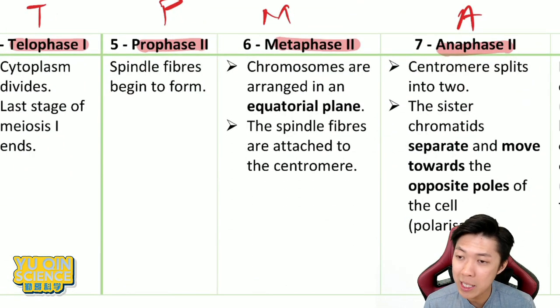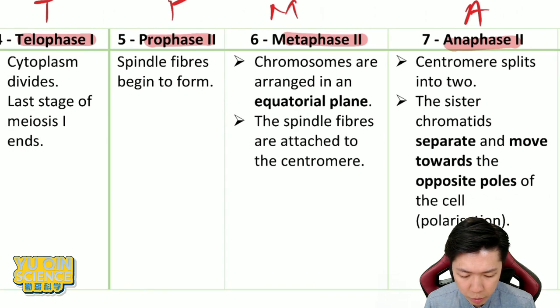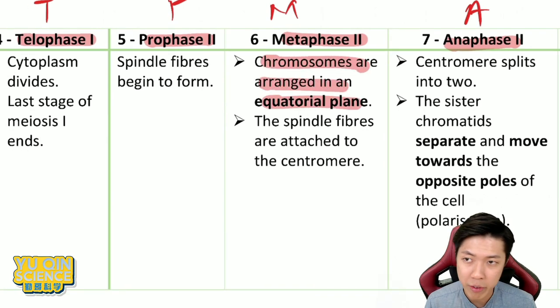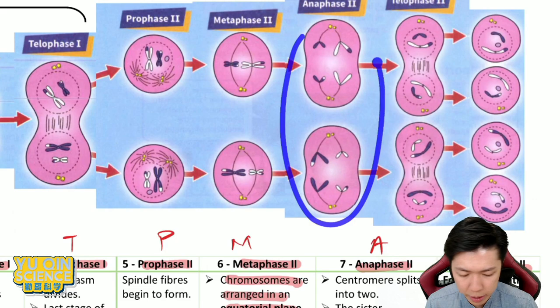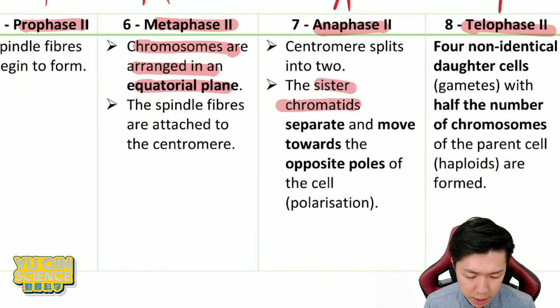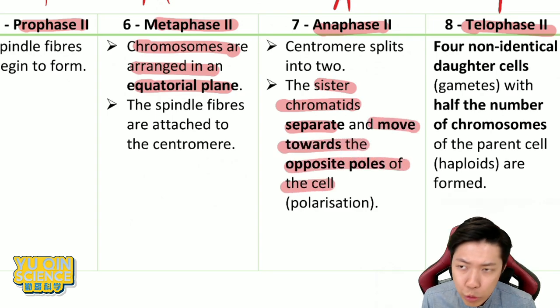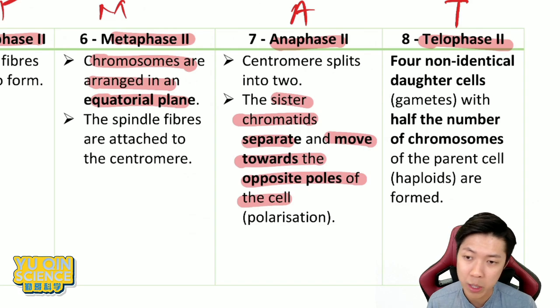Metaphase, same. Meta stands for middle, also M for middle. Chromosomes are arranged in the equatorial plane, ready to separate left and right for anaphase. Anaphase, obviously, separates into left and right. Sister chromatids separate and move towards the opposite poles of the cell, as usual. And telophase, finally, the last stage. So this is how you distinguish mitosis and meiosis, by the way.